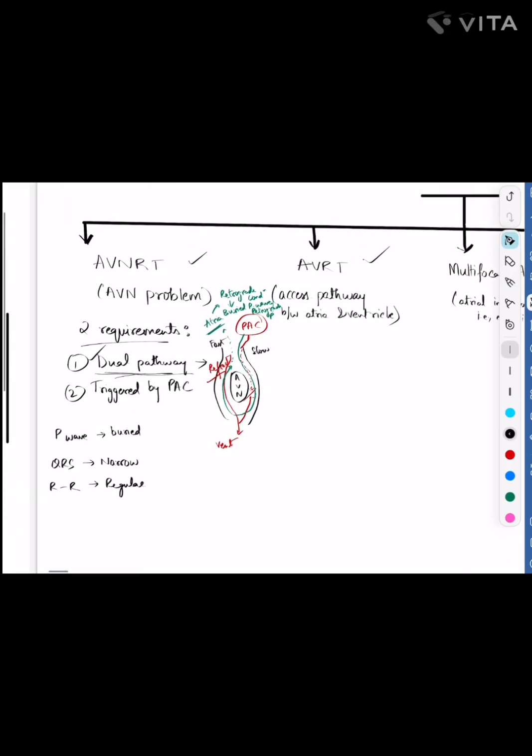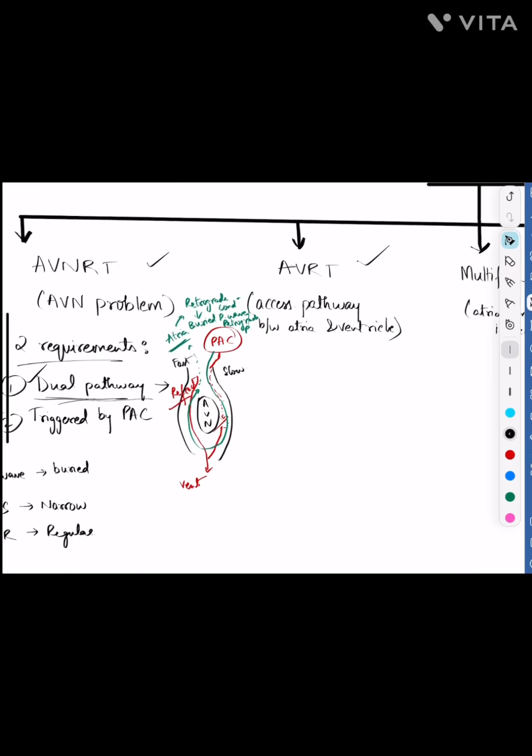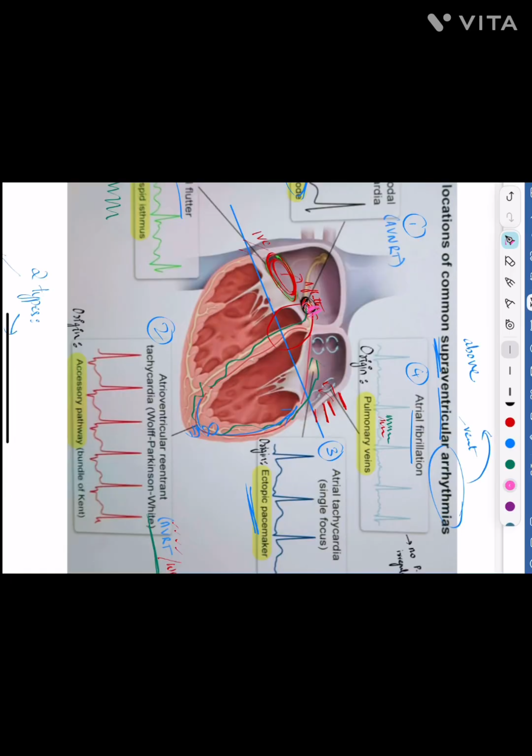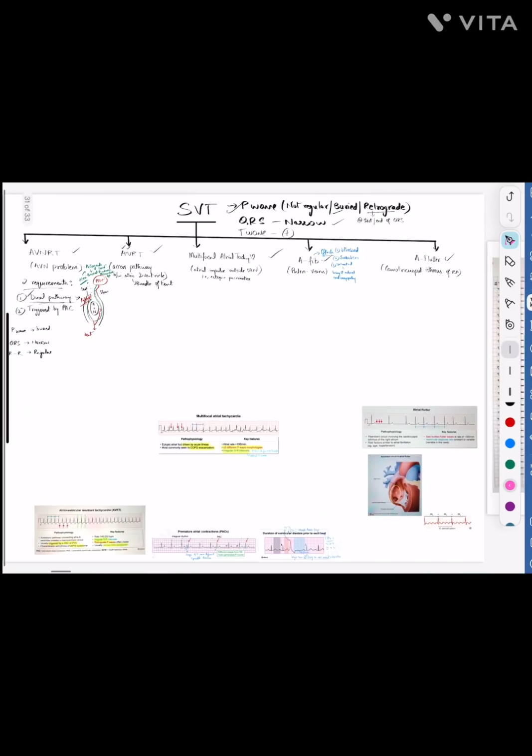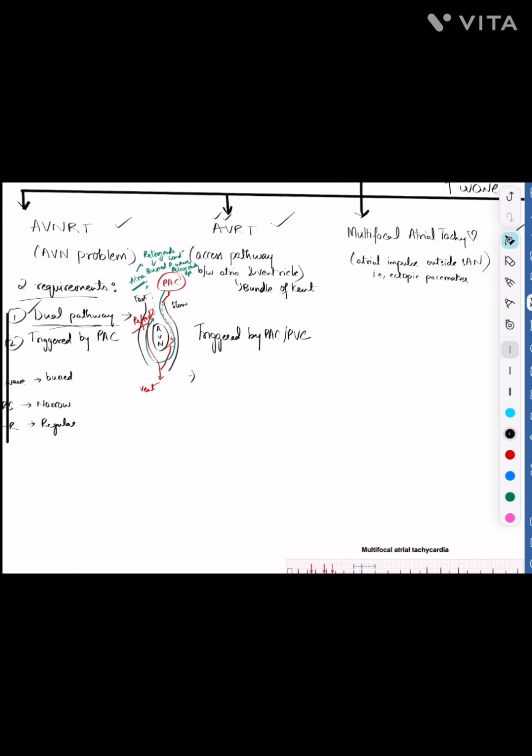Now let's talk about the AVRT. AVRT is accessory pathway between atria and ventricle, that is bundle of Kent, right? We discussed there is bundle of Kent. We discussed the AV node supplies the atria and ventricle, and due to the bundle of Kent over here, there's resupply into the atria, that is re-entry into the atria. This is AVRT. Sometimes it is a characteristic of Wolff-Parkinson-White syndrome. So in Wolff-Parkinson-White syndrome there are three subtypes. So one of the subtypes is AVRT, AV re-entry tachycardia.